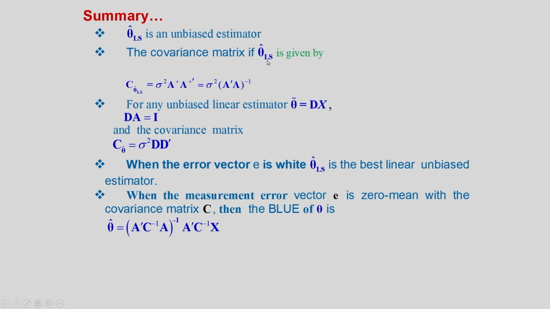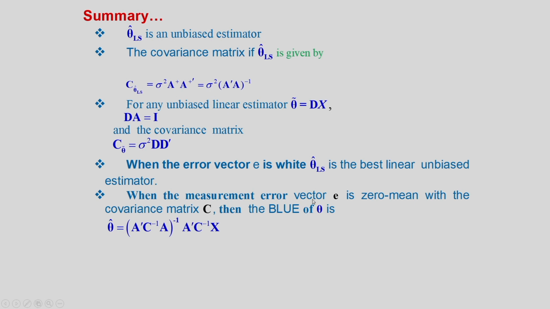Then the covariance matrix of theta LS hat is given by C theta LS hat is equal to sigma square times pseudo inverse of A into pseudo inverse of A transpose, that is equal to sigma square times (A transpose A) whole inverse. For any unbiased linear estimator, theta tilde is equal to D x, we will have D A is equal to I. D matrix into A matrix will be identity matrix, and the covariance matrix of theta tilde is given by sigma square times D D transpose. When the error vector is white, theta LS hat is the best linear unbiased estimator.